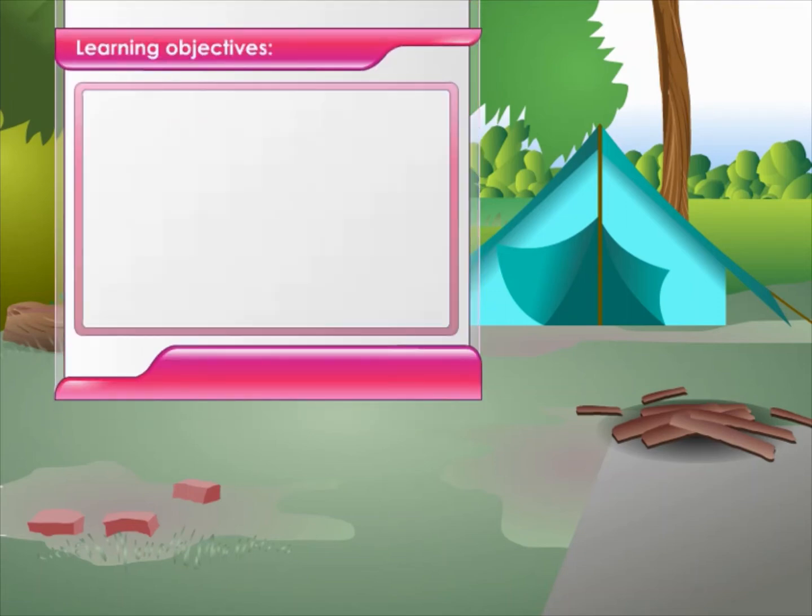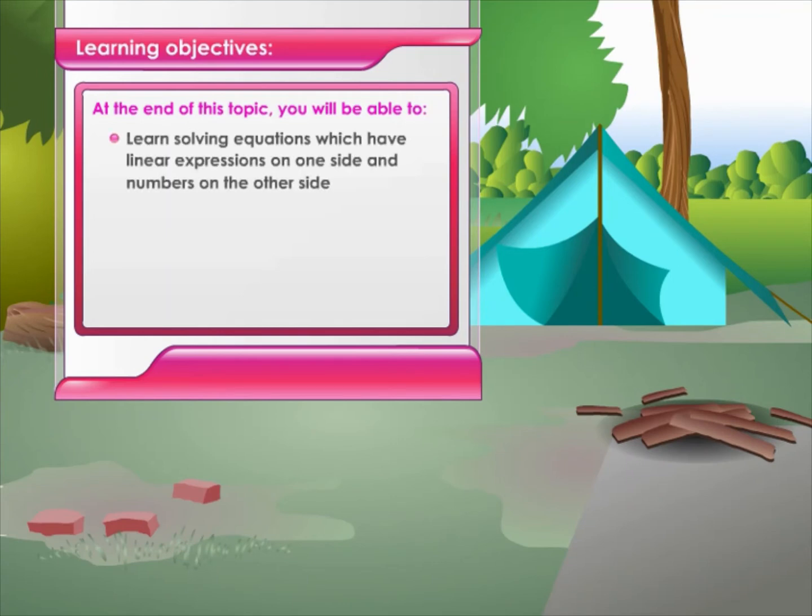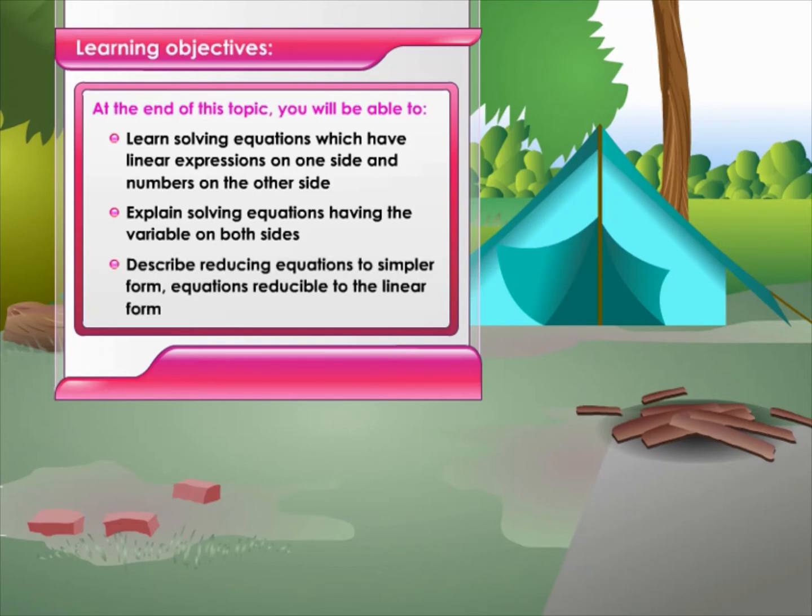Learning objectives. At the end of this topic, you will be able to learn solving equations which have linear expressions on one side and numbers on the other side. Explain solving equations having the variable on both sides. Describe reducing equations to simpler form. Equations reducible to the linear form.